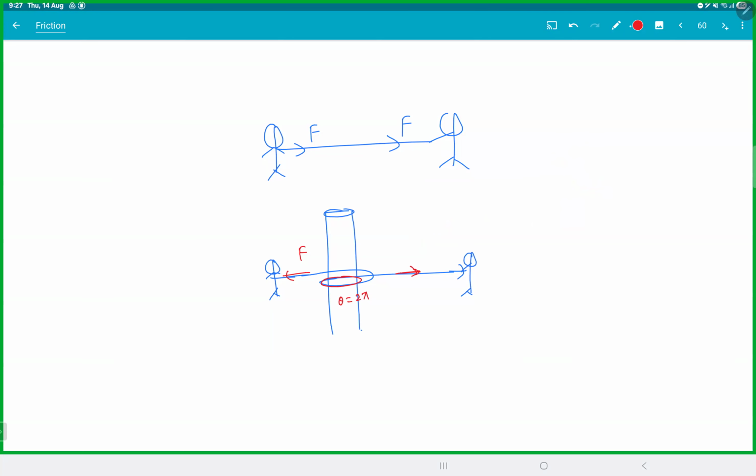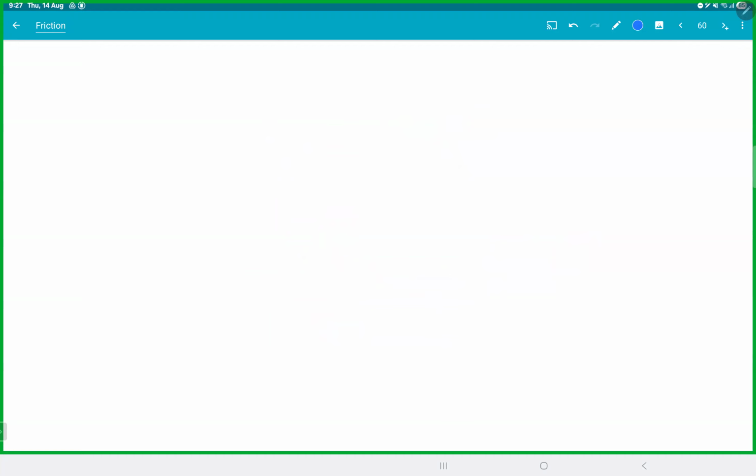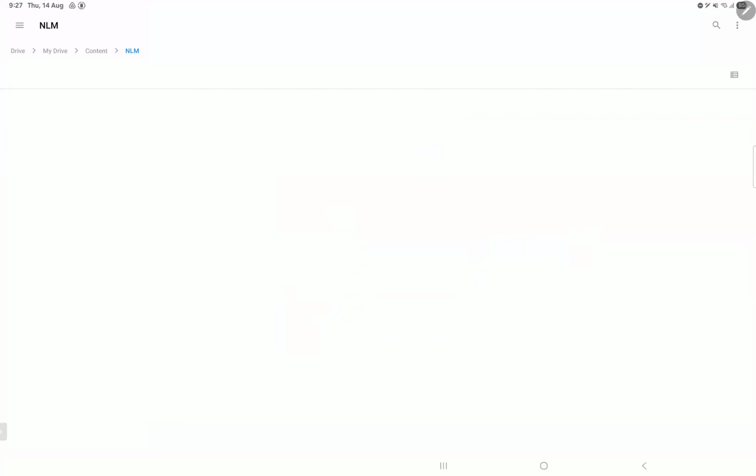What if you make a double loop? Once, twice, and then this will be e power mu into 4 pi. You're getting what is happening? Without any big effort, if you just make the number of loops more and more, it becomes very difficult to pull. That is the reason, if you ever see ships, when they tie the ropes to the pillars, they tie like this.